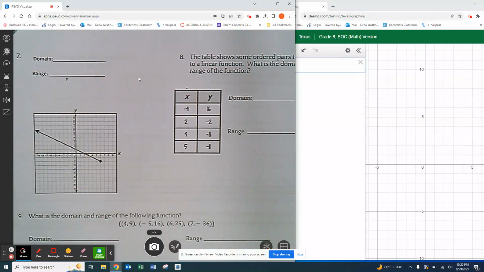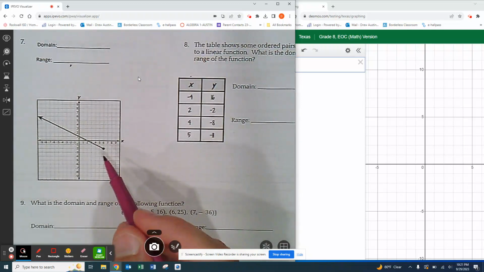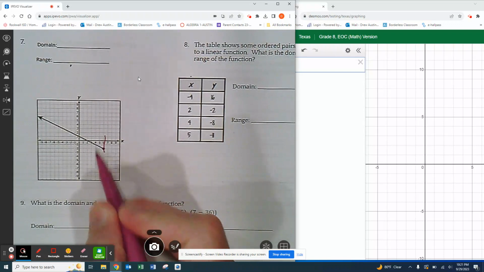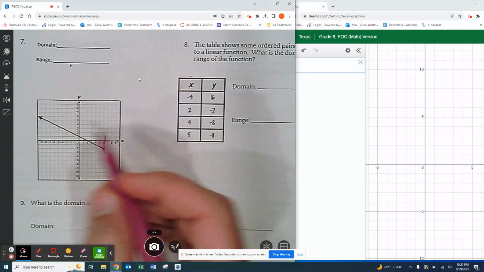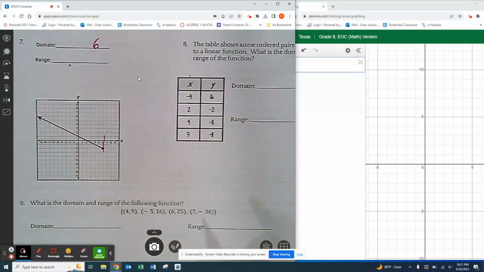We're going to go ahead and work on page 2 of our review. So the very first question on page 2, problem number 7, wants to know the domain and range of this function. So if I notice, my largest x value is 6. So for my domain, my largest x value is 6.